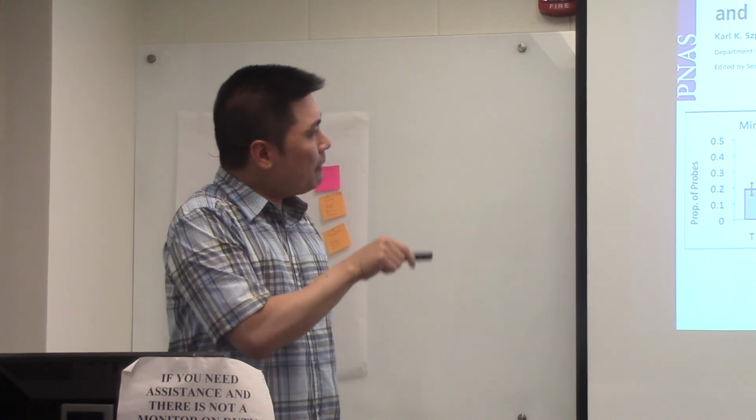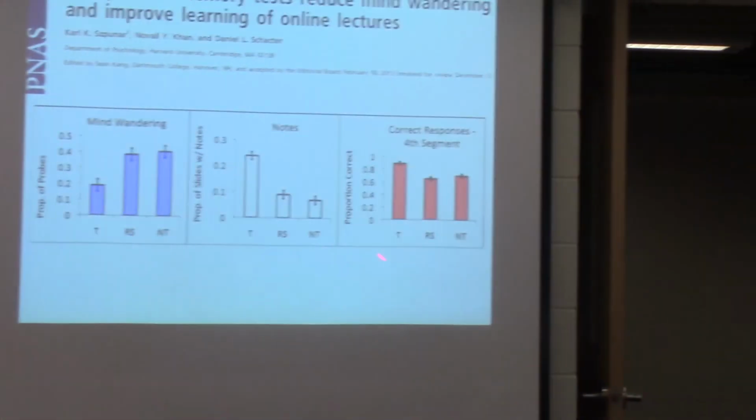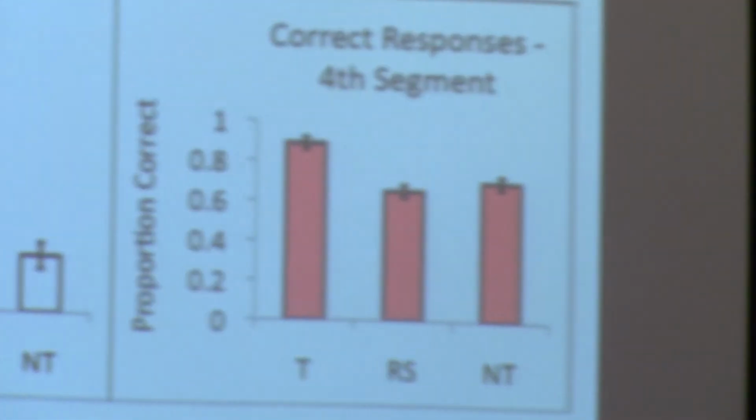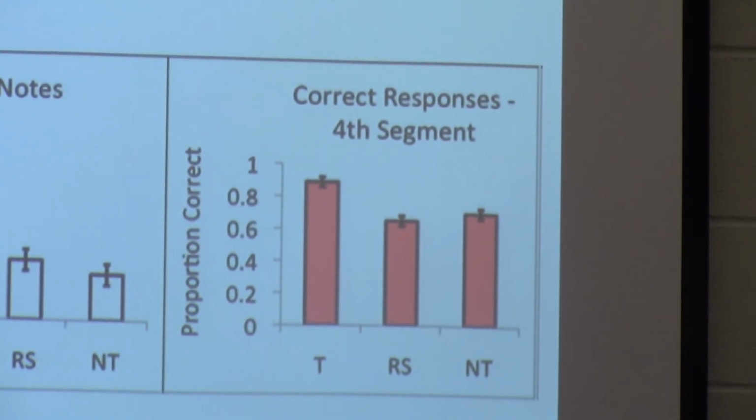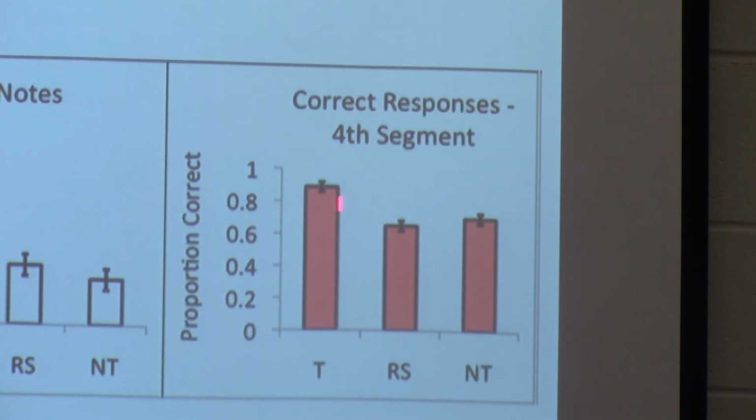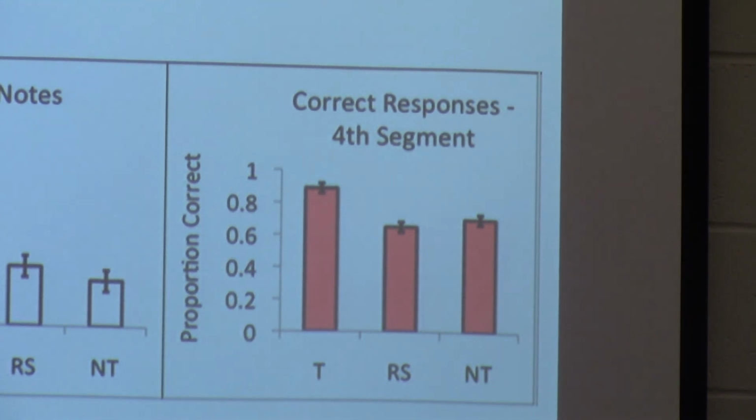But this is the part that's also interesting to look at. After the 4th segment, all participants were tested. All groups received that same test on segment 4. And as you can see, it's the test group, the T, that scored the highest. Of course, that's probably not surprising. They are doing less mind-wandering, they're taking more notes, which is indicative of being more engaged in their learning. So we would expect that they would also perform better on that final segment when they were tested.